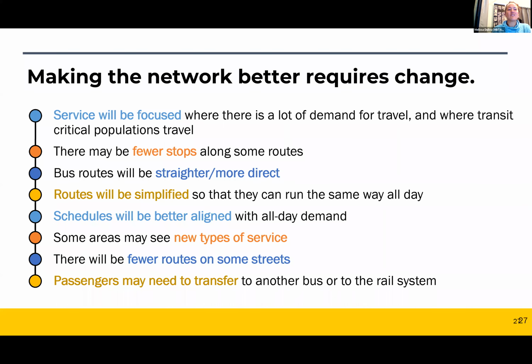And then also some passengers may need to transfer to another bus or to the rail system. For example, there might be some one-seat rides where people can have a direct trip today on a bus that perhaps in the future network might involve a transfer to another bus or to the subway. Or it could be that somebody is making a transfer at a current subway station today, and in the future that transfer might happen at a different location. So I just want to prepare people that these are the types of changes you can expect to see in a bus network redesign. Next slide.